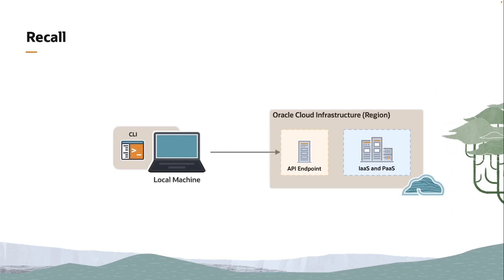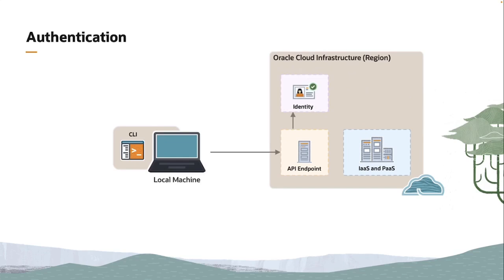But before the endpoint passes that request on to any other service, it asks the Identity and Access Management Service to verify that you are who you say you are, also known as authentication, and that you are allowed to perform the action that you're requesting, also known as authorization. To facilitate this, your CLI client attaches some sort of identification to its API requests.